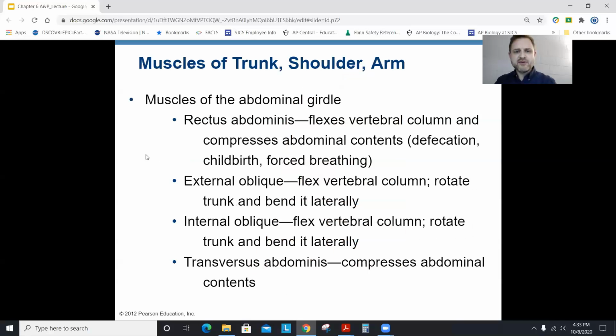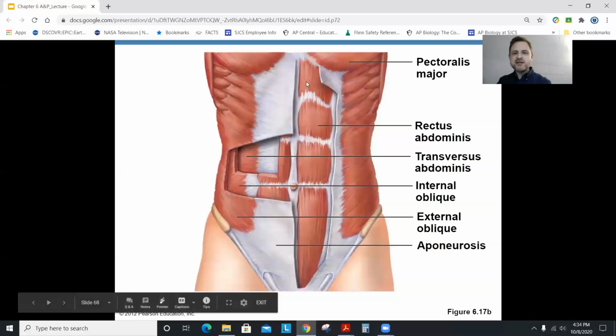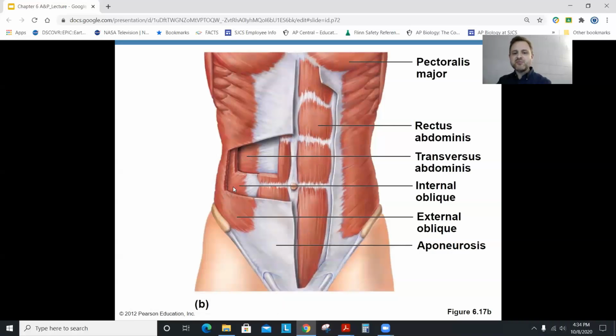Here's your pecs. So the muscles of your abdominal girdle, these are your abs. This is when you want the 6-pack or 8-pack or whatever. The names: rectus abdominis, external oblique, internal oblique, and transverse abdominis. You can see your rectus abdominis are in a straight line. The internal and external obliques go at an angle. And your transverse abdominis, if your rectus abdominis fibers go up and down, here they're going side to side.